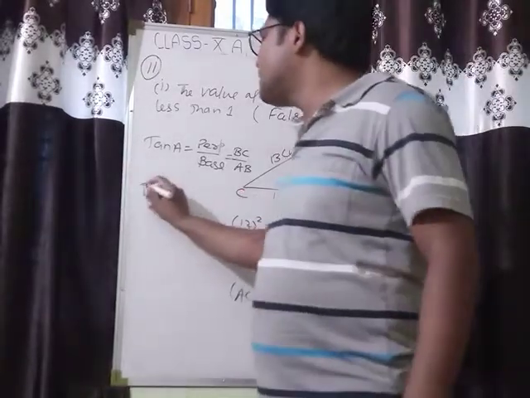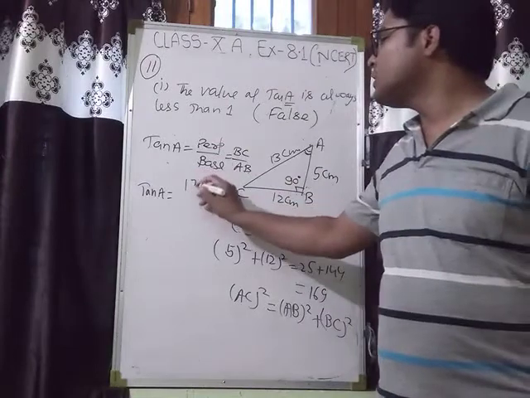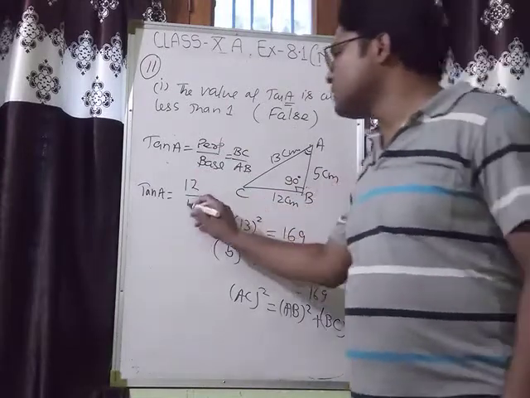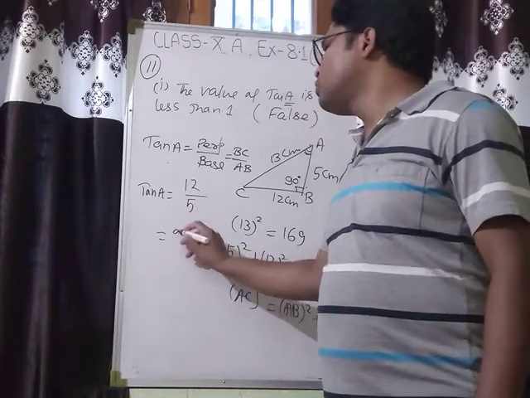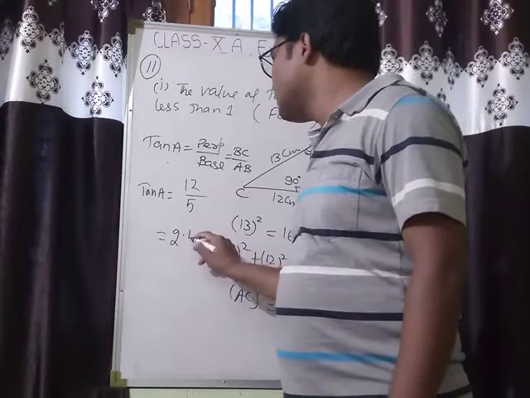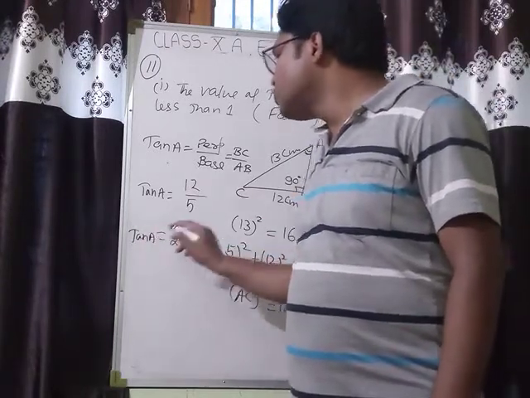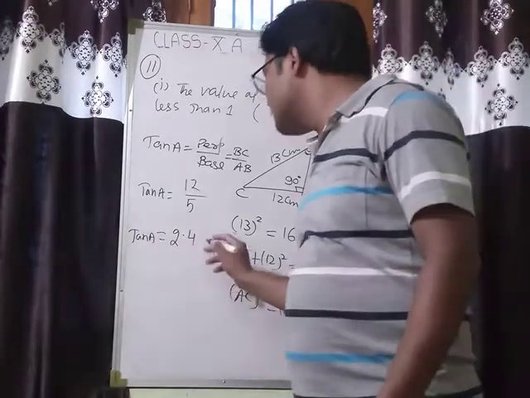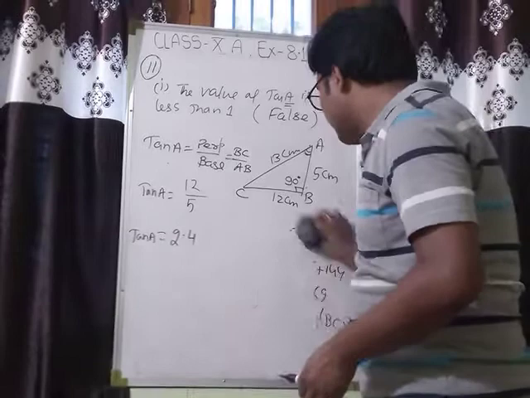So clearly from here tan A will be equal to perpendicular BC, 12 centimeter, upon AB, 5 centimeter. Now what will be its value? That is actually 2.4. So the value of tan A is 2.4, which is more than 1. You can see this is more than 1.